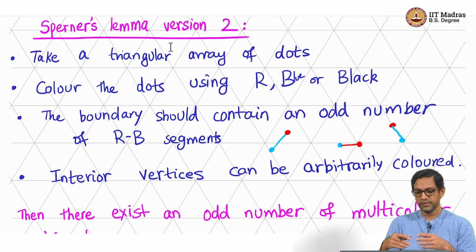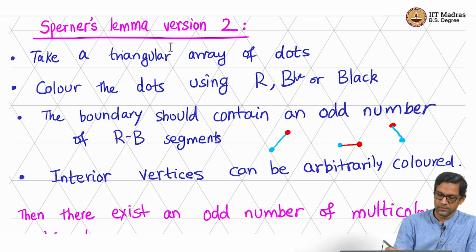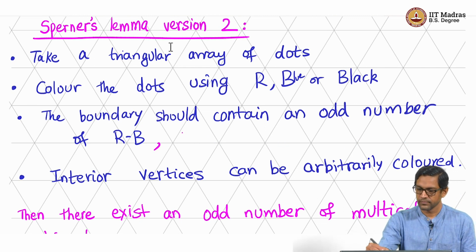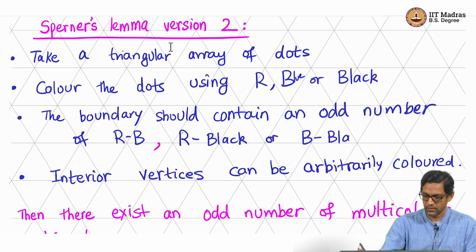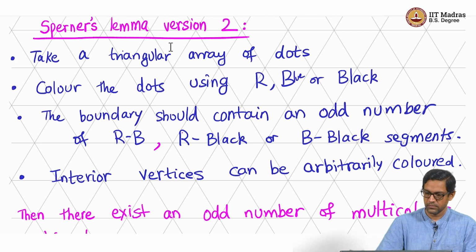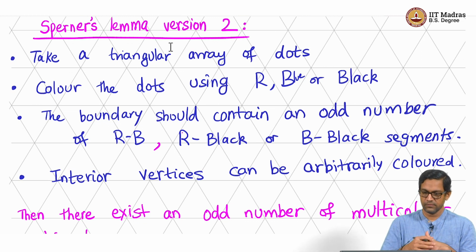Okay. So in fact there is sort of a further strengthening of this. The boundary should contain an odd number of either red-blue or red-black or blue-black segments. Okay. So let us just tweak it right away. So red-blue, red-black, or blue-black. So at least one of these three must be, there should be an odd number of those. Okay, so that is maybe Sperner's lemma version 2.1 if you wish, just a mild strengthening of what we had before.